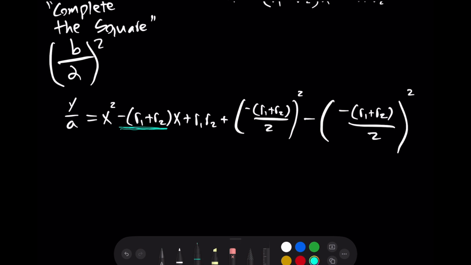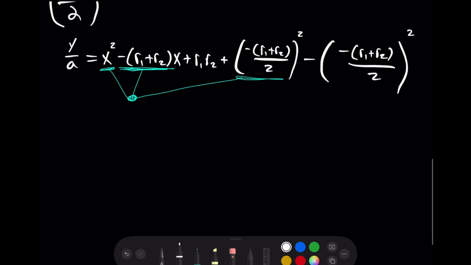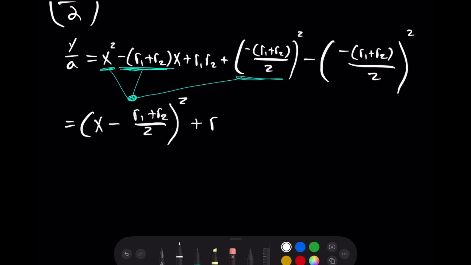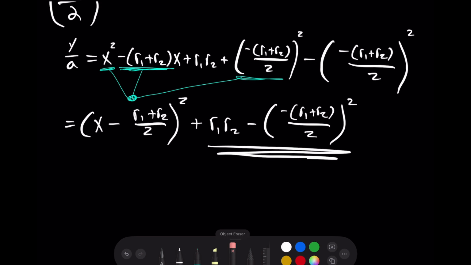So now, this x squared, this minus (r sub 1 plus r sub 2) x, and this will form a perfect square trinomial. That's, so to speak, the magic of completing the square. So now we have, on the right-hand side, the quantity x minus (r sub 1 plus r sub 2) over 2, quantity squared. Then we have plus r sub 1 times r sub 2 minus (r sub 1 plus r sub 2) over 2, and that's all squared. I'm going to stop right here. I'm not going to mess with that because that's not that interesting.